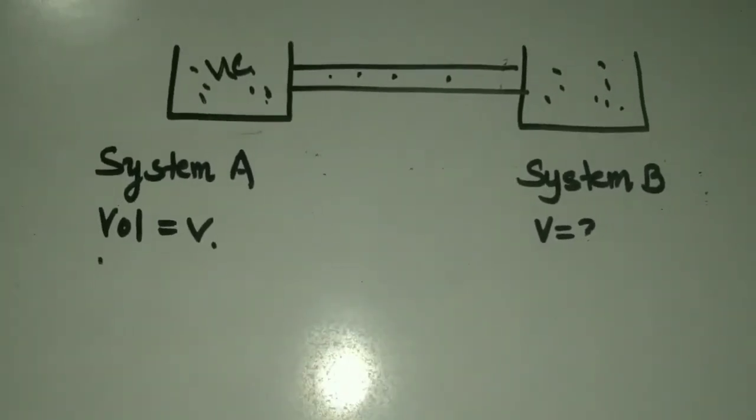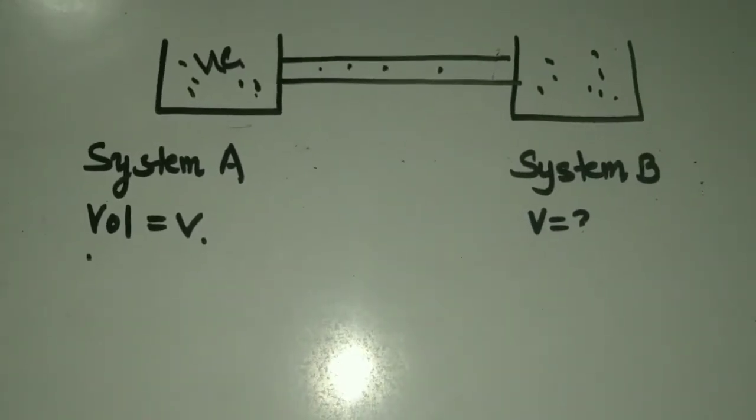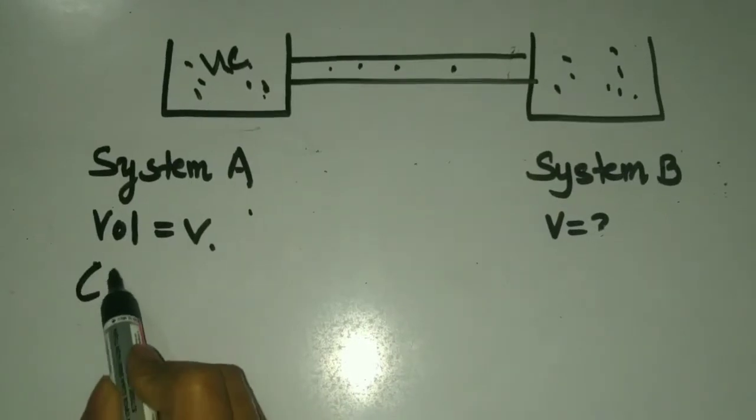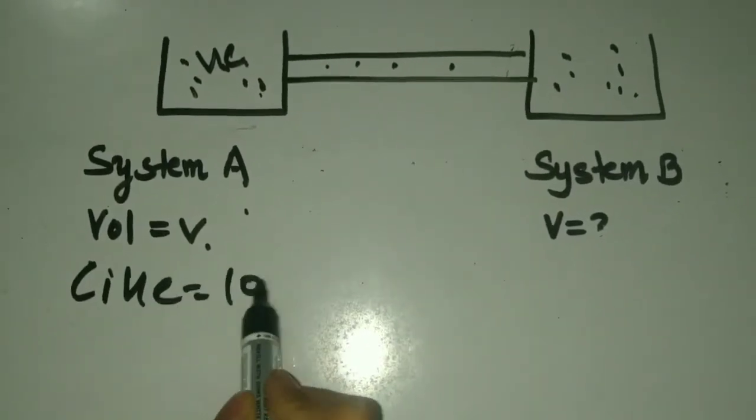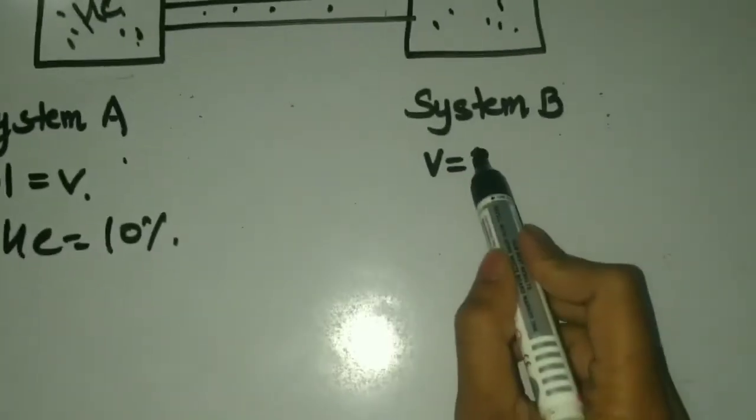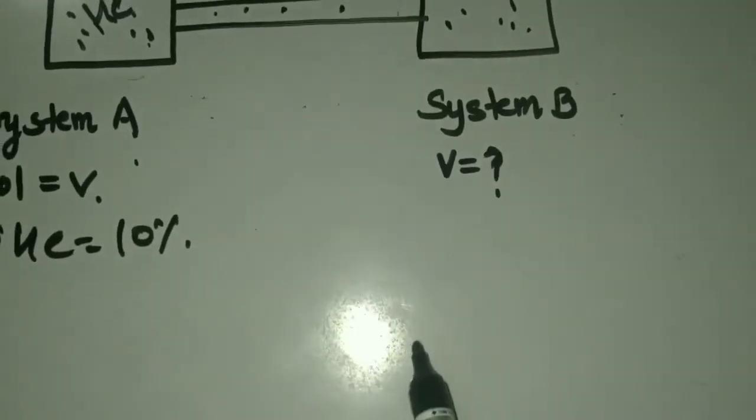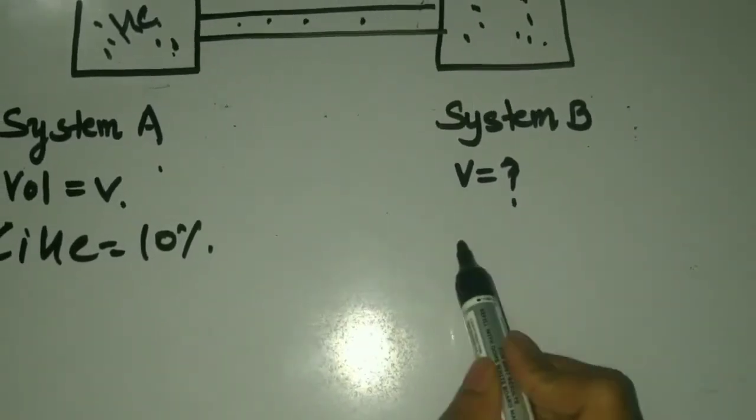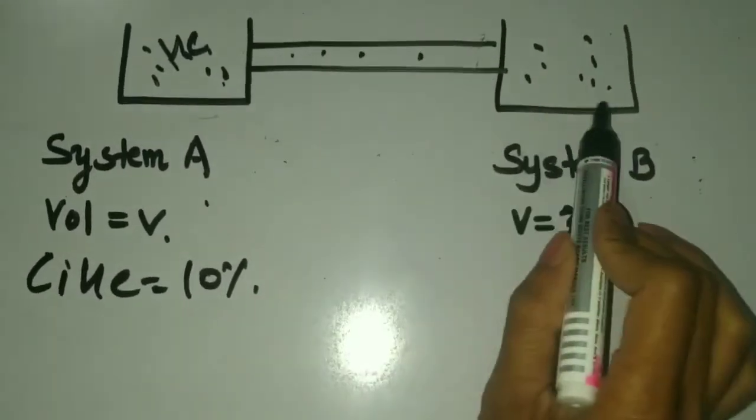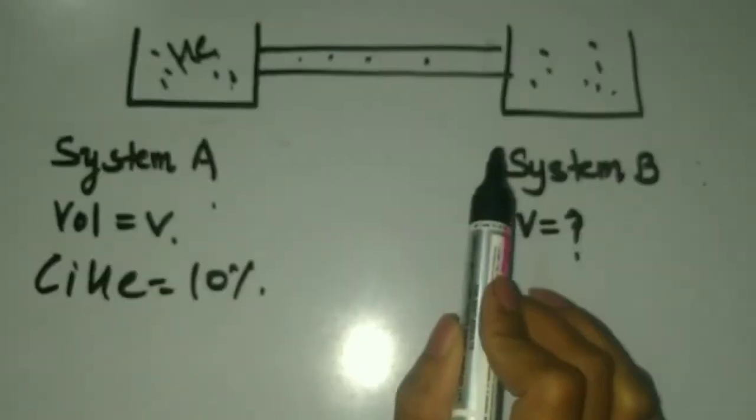Now let's see one more example to make things clear for you. We have a system A whose volume is V. We have an initial concentration of helium, let's say 10%. So system A has helium gas in it. Now system B, whose volume is unknown to us, doesn't have any helium. Once we connect these systems, the gases will move. Soon an equilibrium will be established.